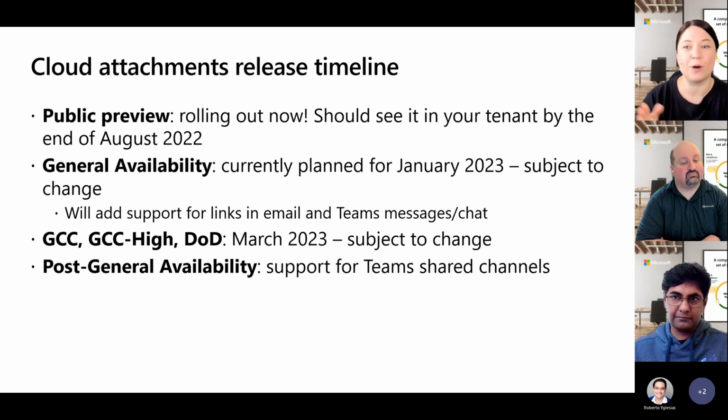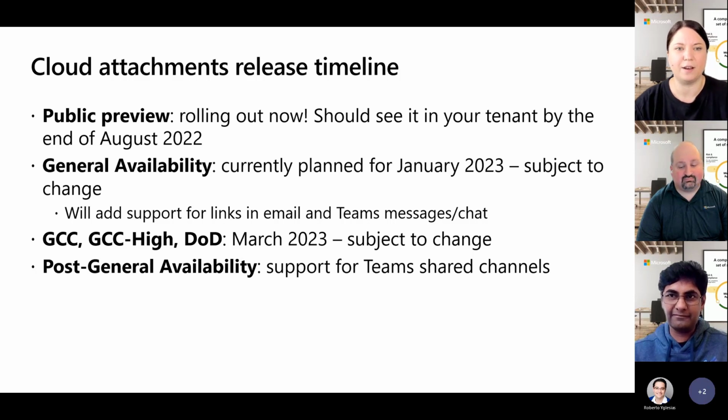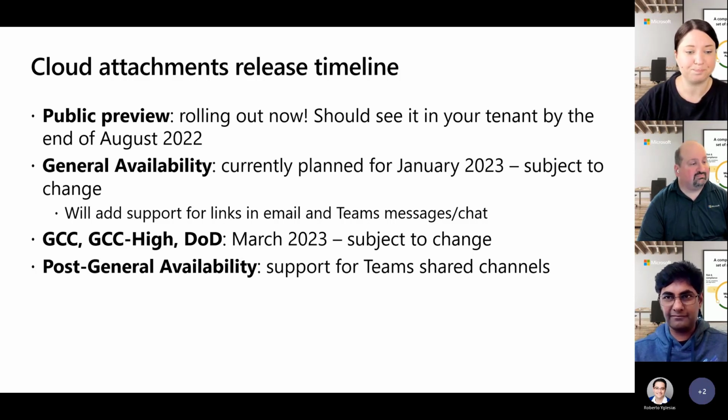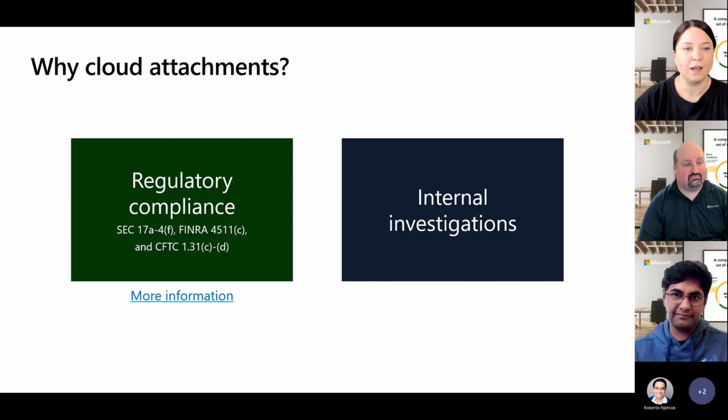I'm just going to answer James's question really quick. How do we determine if cloud attachments have been enabled in our tenant? You'll be able to see it when you create an auto-apply retention policy, which Arun will show you in the demo coming up. I think that's the easiest way to tell. So Arun, maybe if you could just point that out when you get to that part of the demo, please.